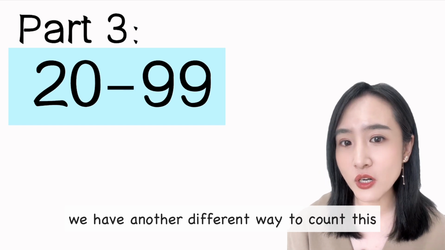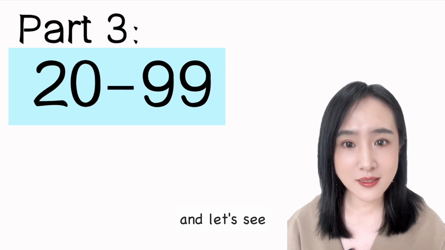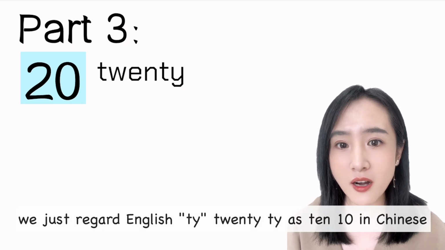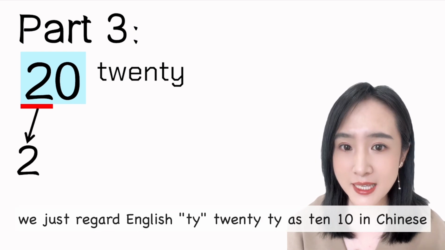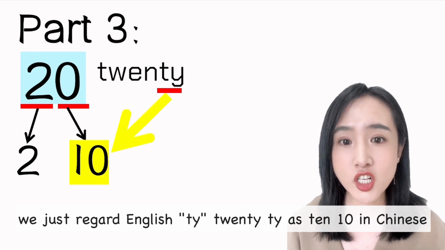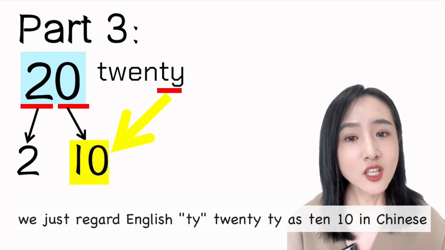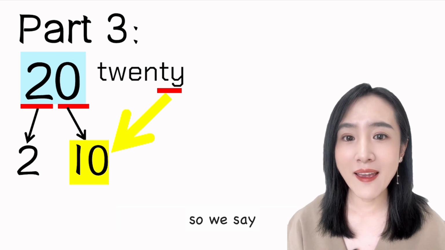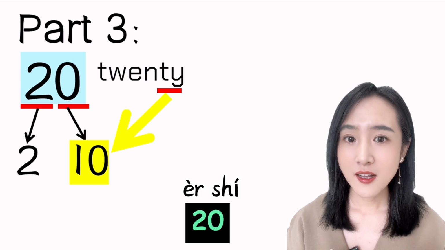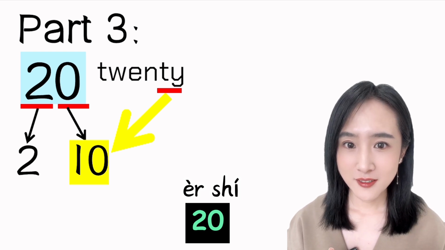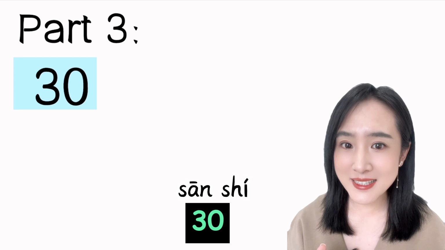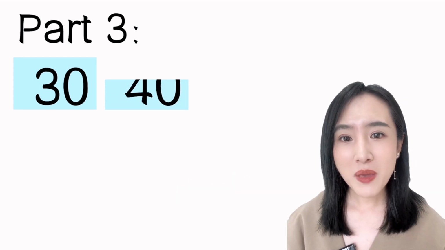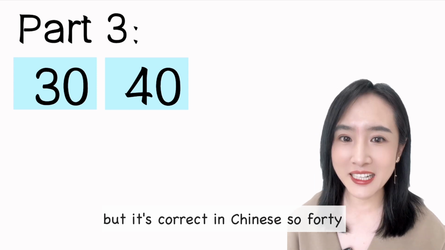We have another, different way to count this, and let's see how it works. So 20, for example, we just regard the English "ty" in "twenty" as 10, 10 in Chinese. So 20 will be 2 and 10. So we say 20. And 30 will be 3 and 10, 30. Maybe you think it's kind of weird, but it's correct in Chinese.